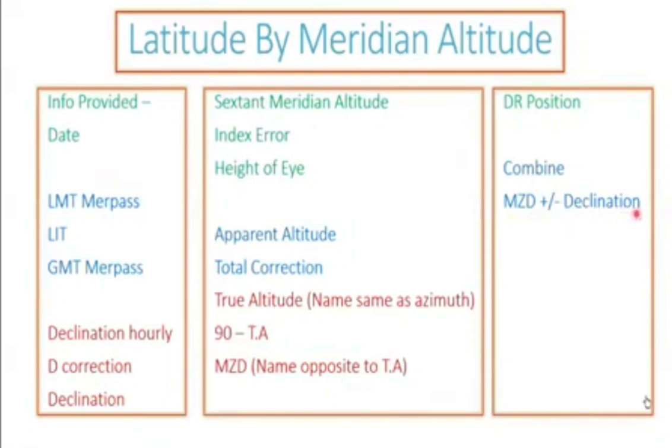Declination obviously has a name. It will be either north or south. Now we compare the names of MZD and declination. If both of them are having the same names, they are added up. And if they are having opposite names, then we subtract the smaller one from the bigger value and we retain the name of the bigger one. So I repeat, if MZD and declination are of the opposite name, we subtract the smaller value from the bigger one and we retain the name of the bigger one.